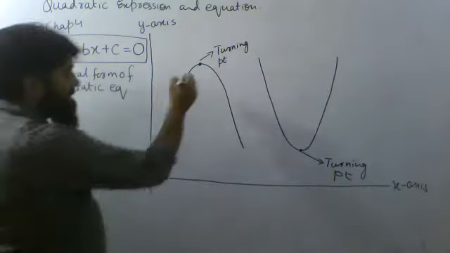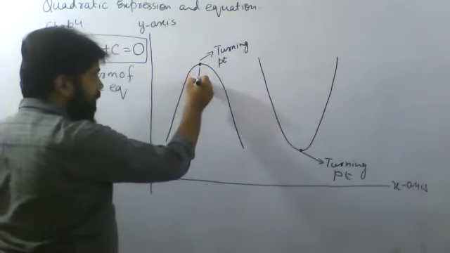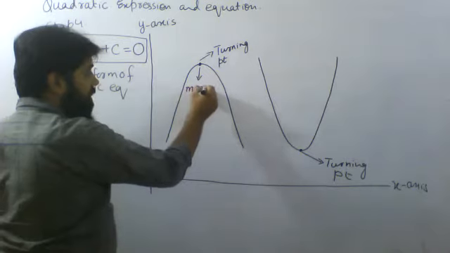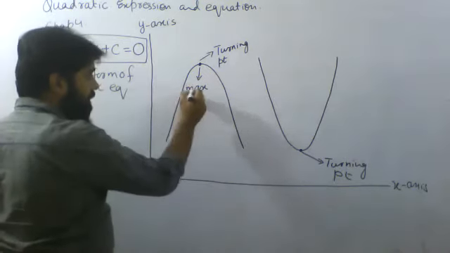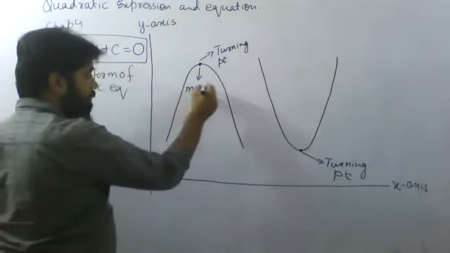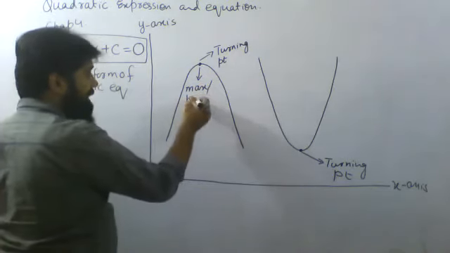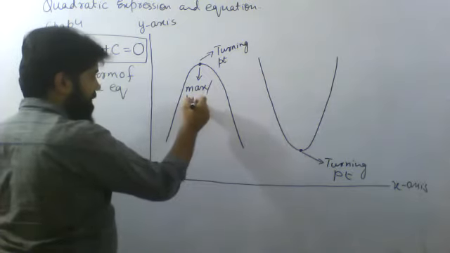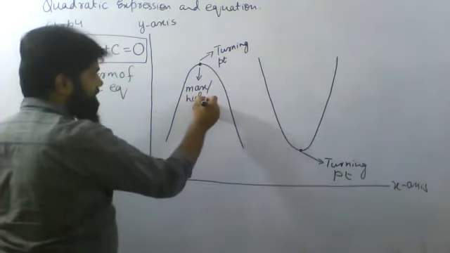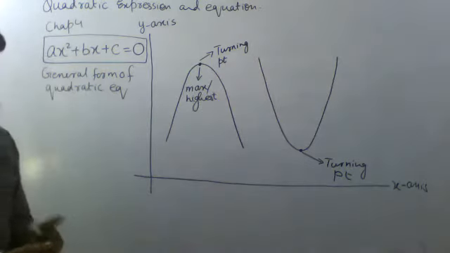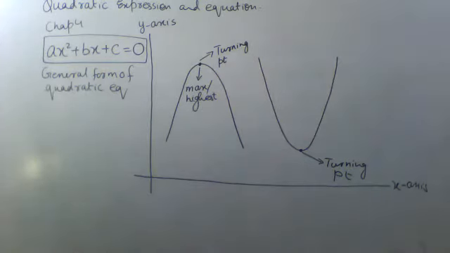So I can say that at this point the value of y was maximum, or the highest value, or the largest value at this point, but the value of y, not the value of x.